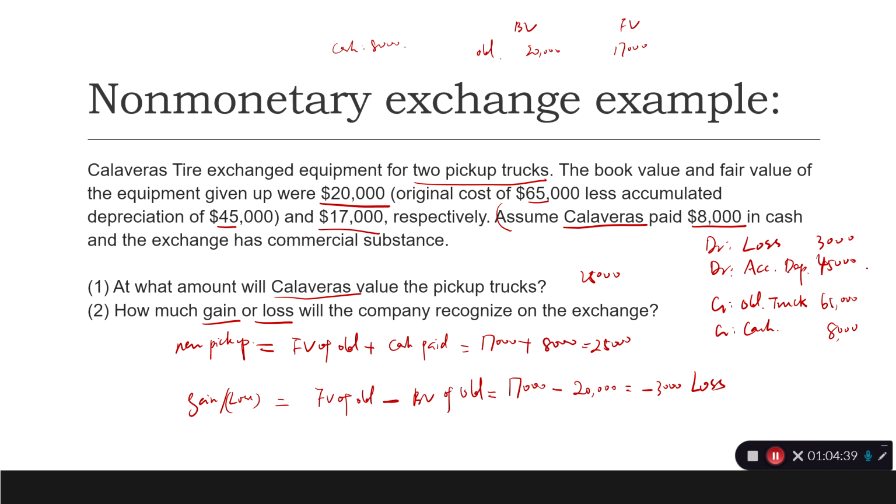So these two add up to $20,000, and the cash paid is a credit of $8,000. So this side is $73,000. And then, oh no, debiting the new truck of $25,000. So now we are balanced, because the credit side is $73,000 and the debit side is $73,000.